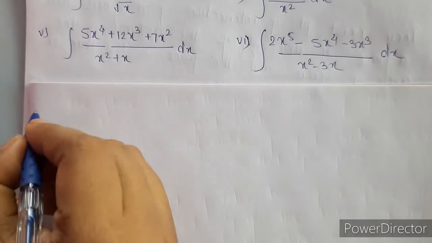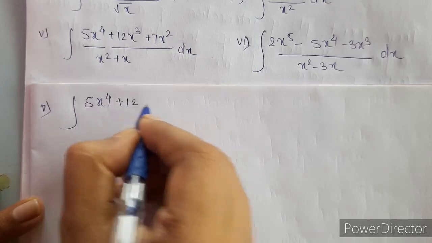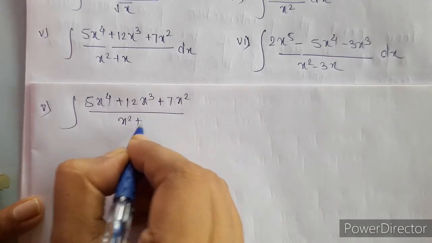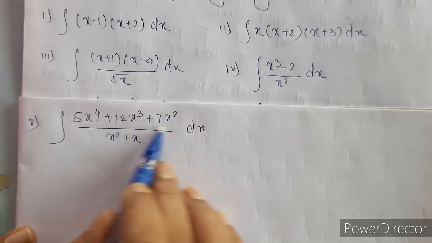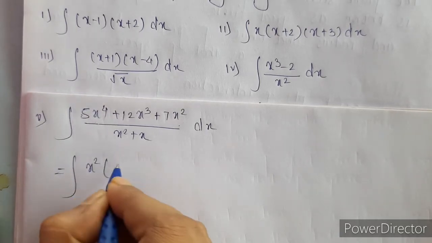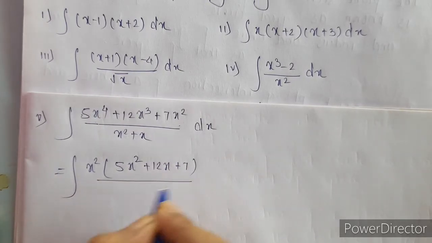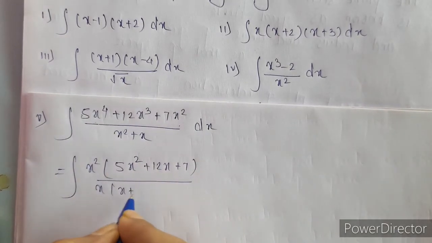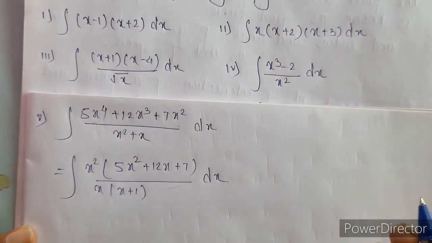Now fifth question, integral of 5x raised to power 4 plus 12 times x cube plus 7 times x square divided by x square plus x with respect to x. Now what we can do is take x square common from the numerator, so remaining is 5 times x square plus 12 times x plus 7, and in the denominator we have x square plus x. From here also we can take x common, so remaining is x plus 1, and this is with respect to x. Let's simplify this.